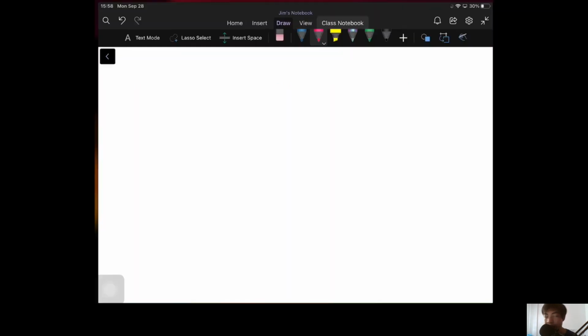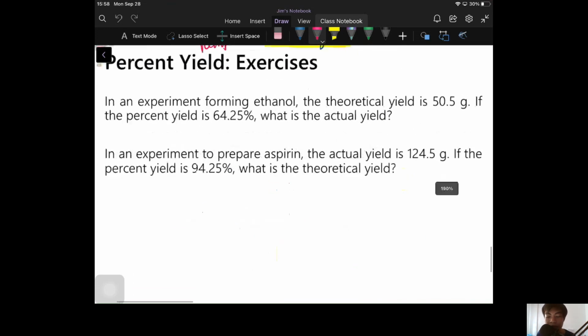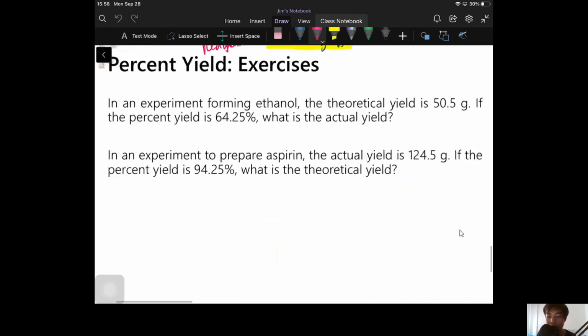So that's it, and let's have the last two questions. These are basic. I made the percent yield basic in the quiz. But again, the concept of stoichiometry is just repetitive. Okay? Let's have this. In an experiment forming ethanol, the theoretical yield is 50.5 grams. If the percent yield is 64.25%, what is the actual yield?